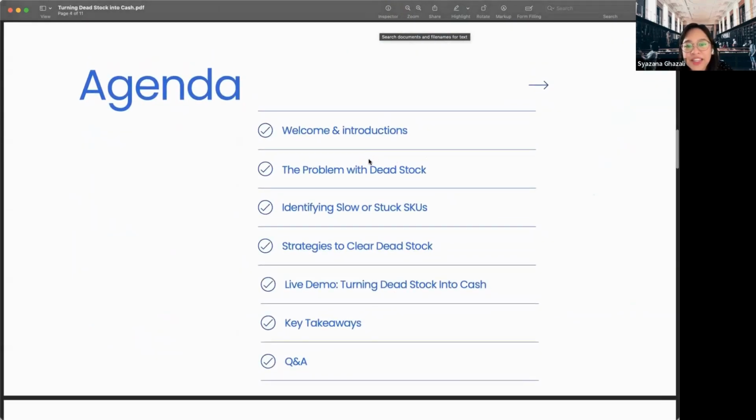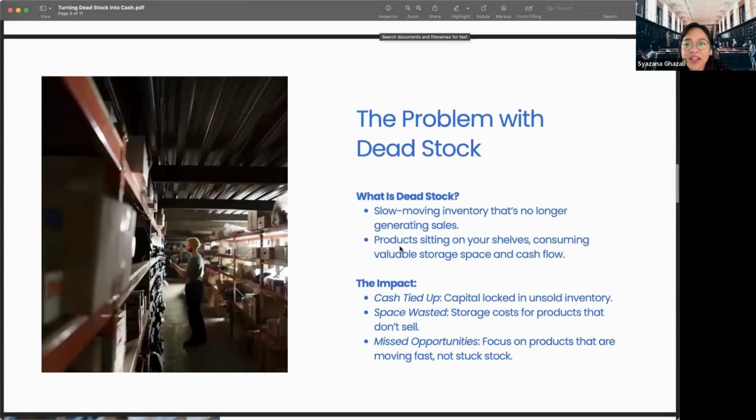So the agenda today will be, again, introductions, then the problem with dead stock, what exactly dead stocks are, and then we'll learn how to identify them, and then what are the strategies to deal with all this dead stock or overstock. And then we'll move on to the live demo, and then we'll talk a bit about the key takeaways, and then we'll proceed on to the Q&As.